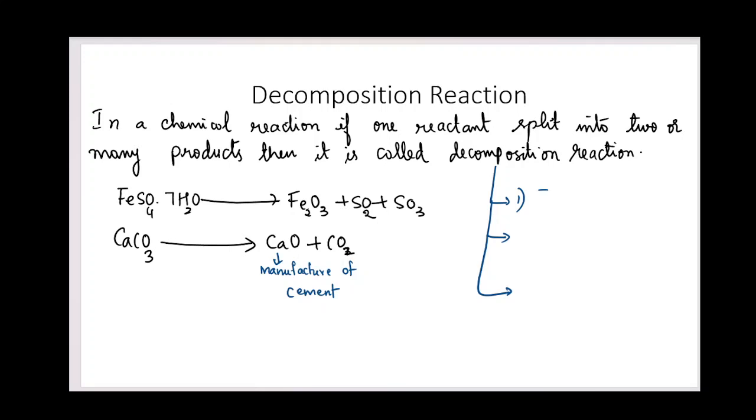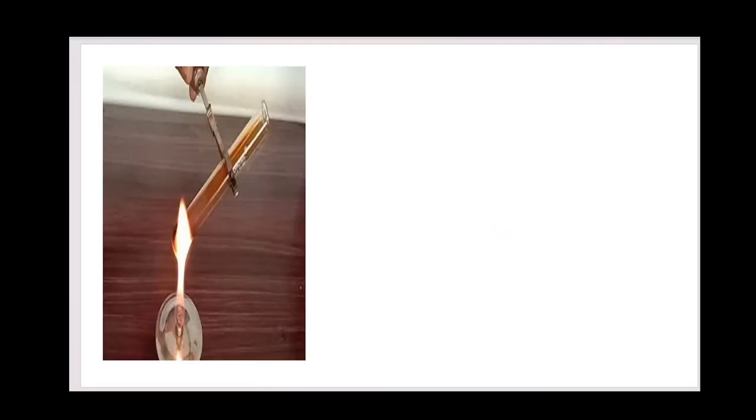One is thermolytic decomposition, the second one is electrolytic decomposition, and the third one is photolytic decomposition. We'll see what each term means, with an example. So first, you can see something being held with a pair of tongs and heated. It is nothing but lead nitrate.